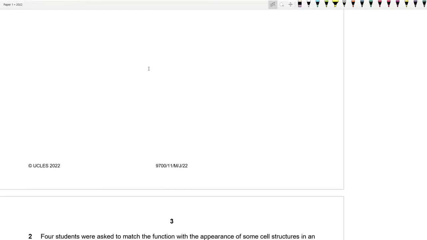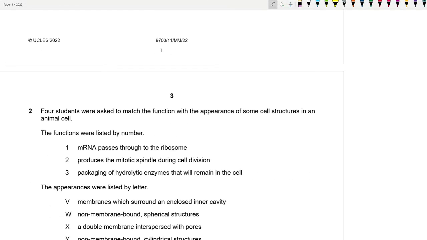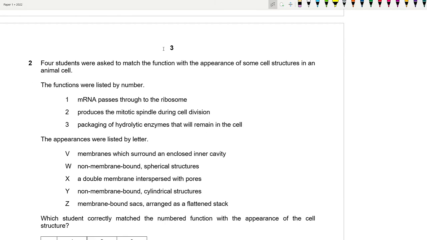Let's move on to number 2. 4 students were asked to match the function with the appearance of some cell structures in an animal cell. The functions were listed below. mRNA passes through to the ribosome, which is basically the pore in the nuclear envelope. Produces the mitotic spindle during cell division. Packaging of hydrolytic enzymes that will remain in the cell. So 3 is Golgi body basically.